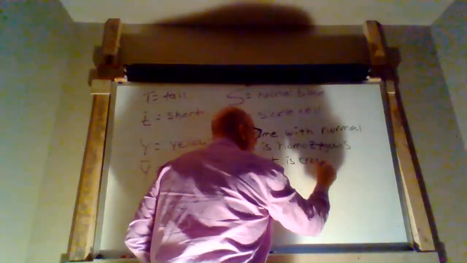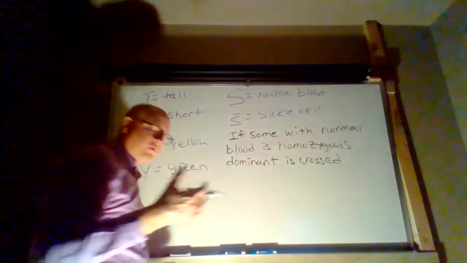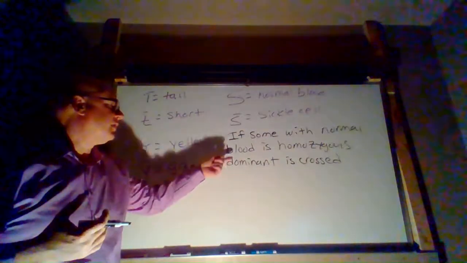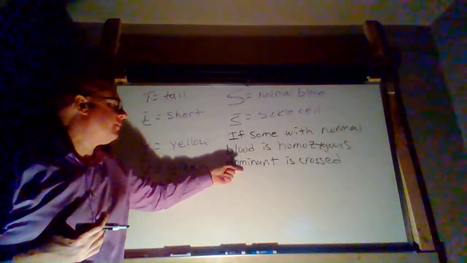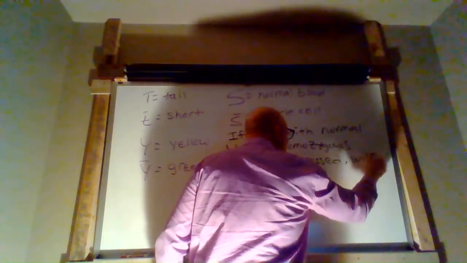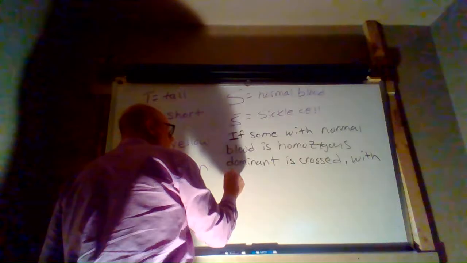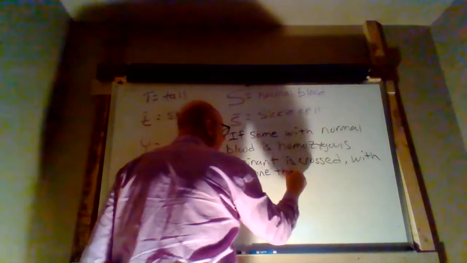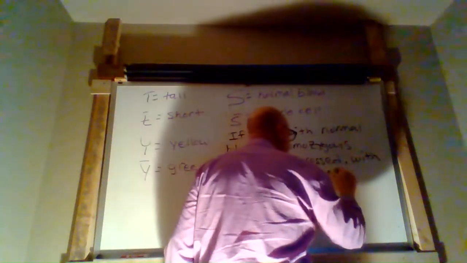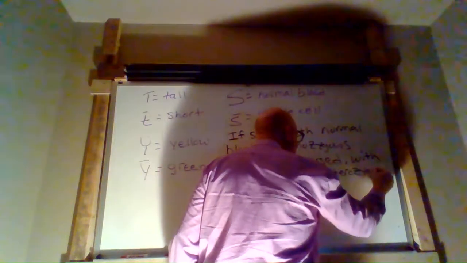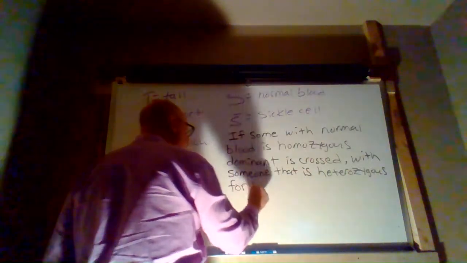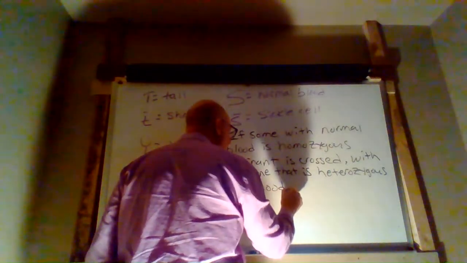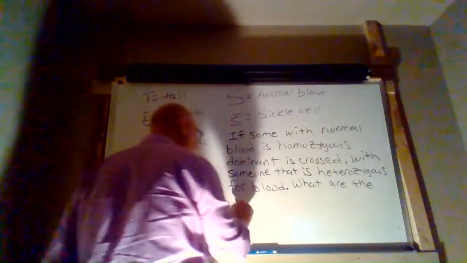Is crossed, okay? In other words, with another parent, if the offspring, let's say the dad is homozygous dominant, is crossed with the mom, someone that is heterozygous for blood. Okay? What are the results?